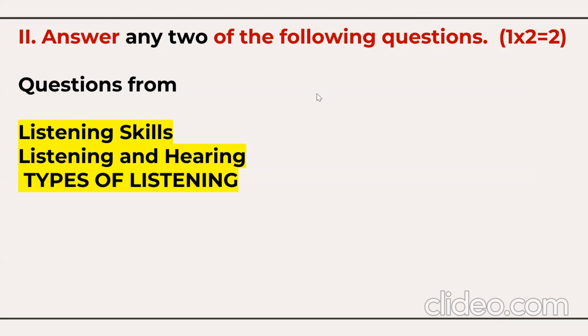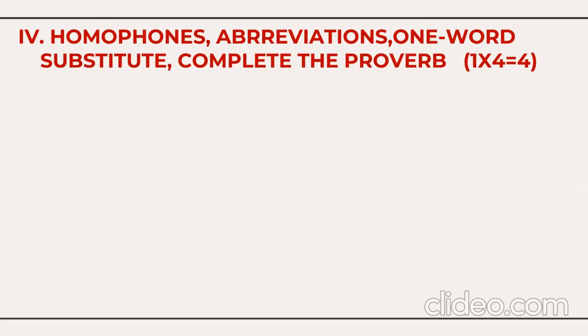Next question, you'll have any 2 of the following questions. You'll have questions from listening skills, listening and hearing, and the types of listening. So 2 questions will be here. Each question will carry a weightage of 1 mark. So here 2 marks for questions from the listening skill topic. Watch my video on the listening skill where you will get all the short questions, and the link is in the description box. Then for the next question, you will have 4 questions based on homophones, abbreviations, one word substitution, and the completion of the proverb.